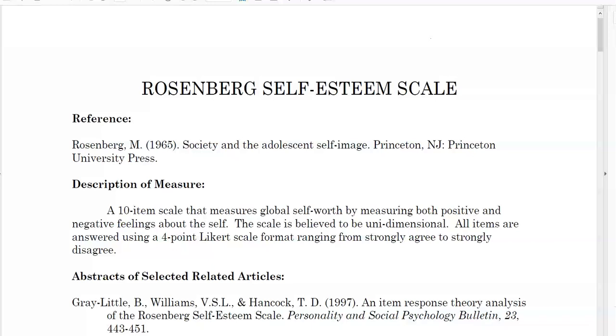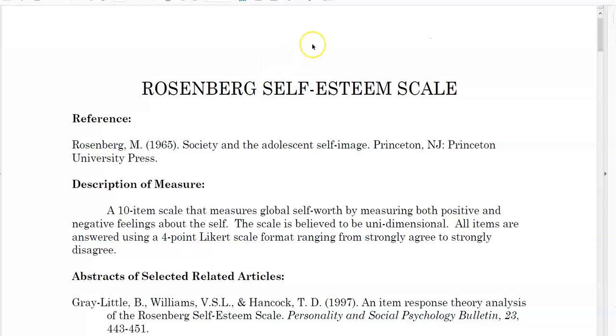So I'm going to record this session on the Rosenberg self-esteem scale. And as I said, the purpose is actually for us to understand why a standardized instrument is of more value than having to devise your own instrument for your research.